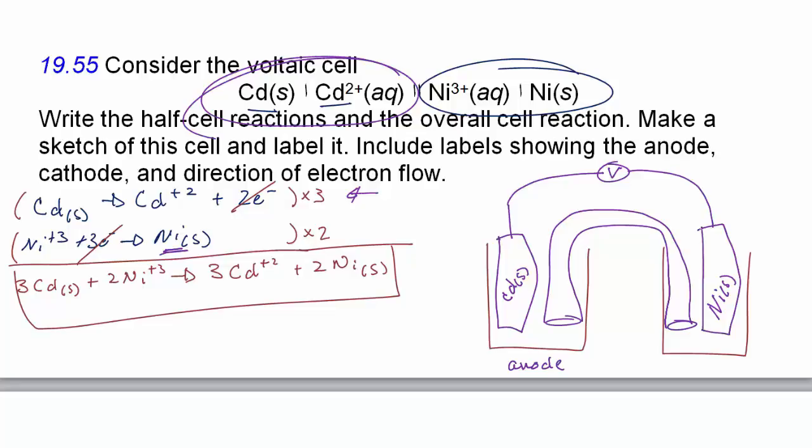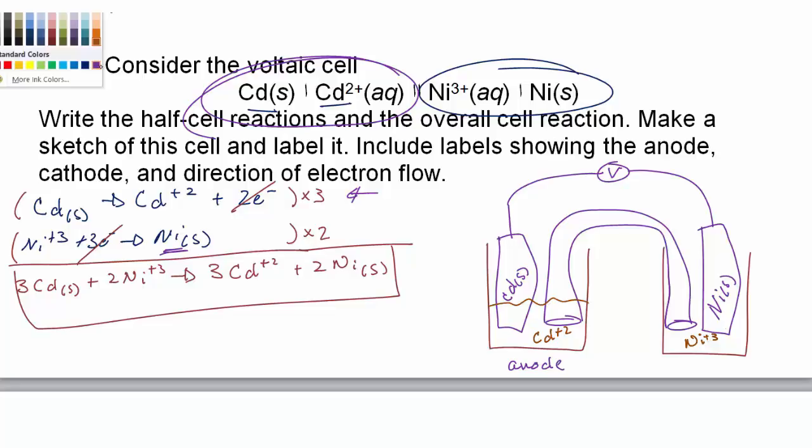Okay, now we need some solutions for our ions. We need cadmium 2 and nickel 3. We should probably draw our direction of electron flow. That's always left to right, right? The anode always produces electrons. They travel from the anode to the cathode.